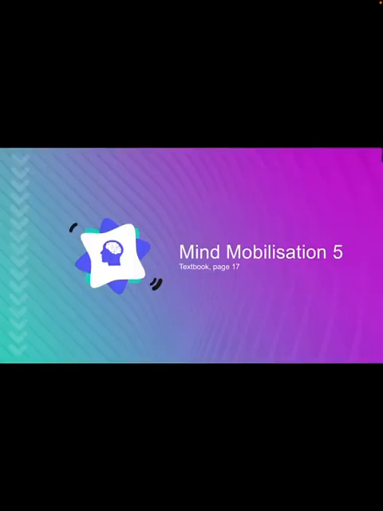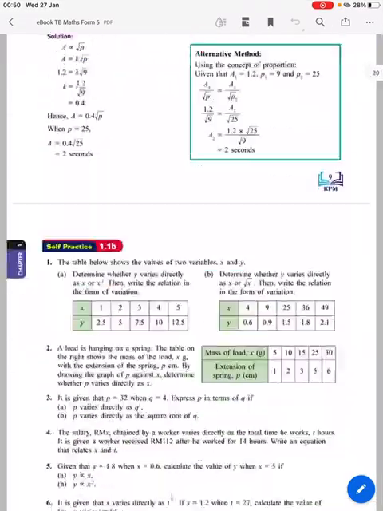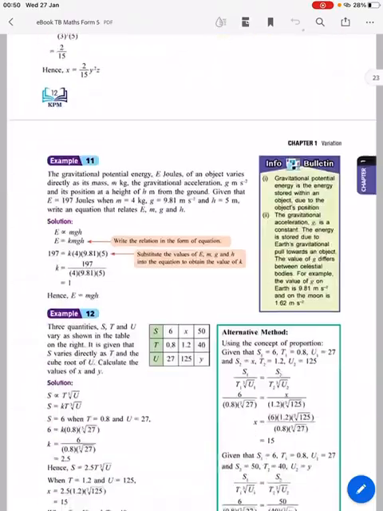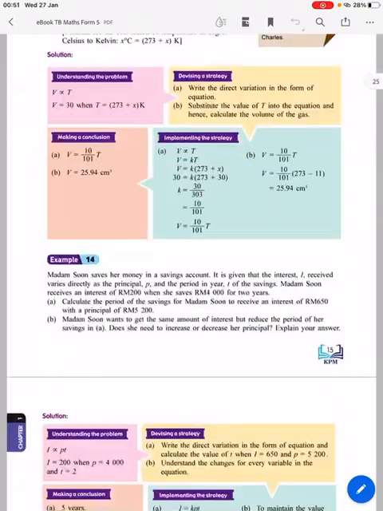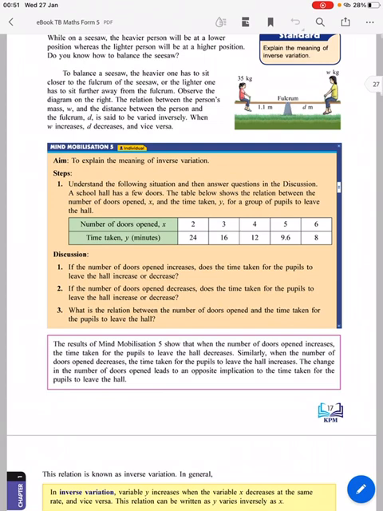Mind memorization 5, textbook page 17. Where's page 17? Okay, here. To explain the meaning of inverse variation.